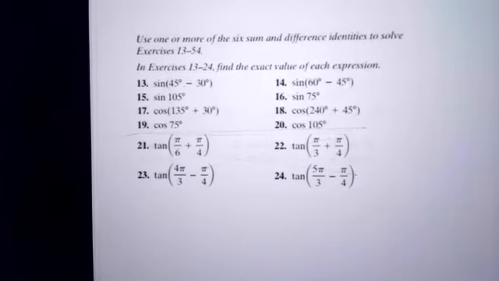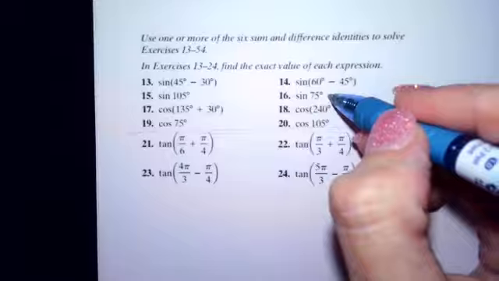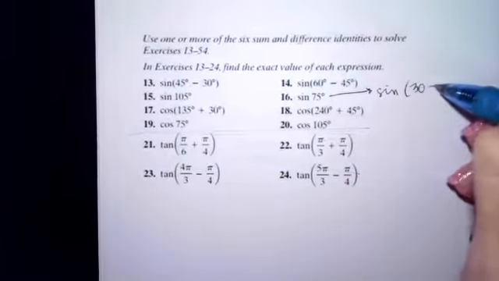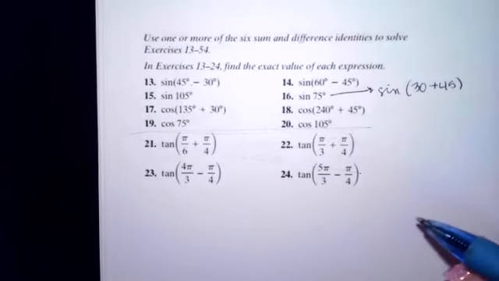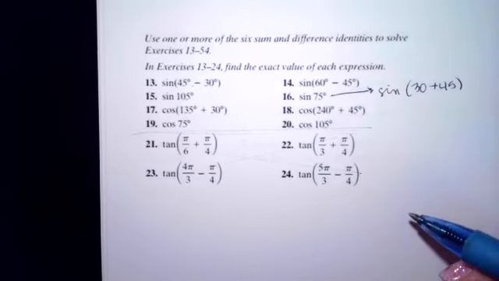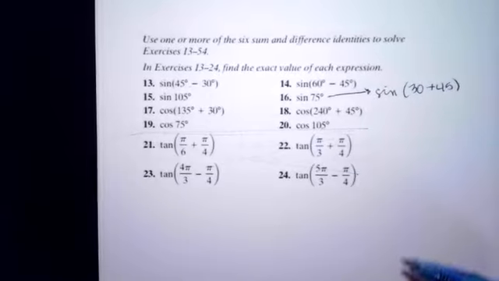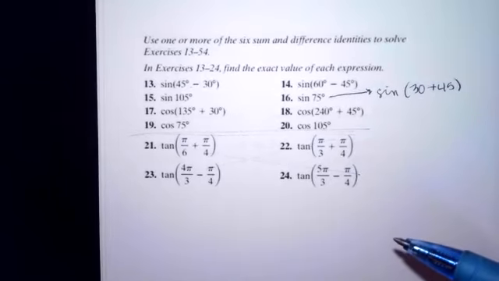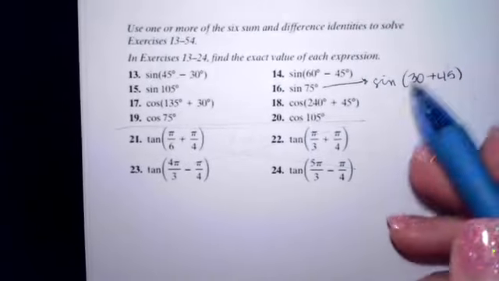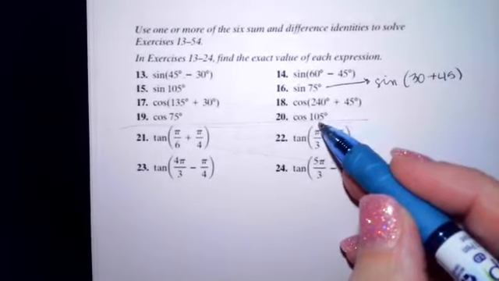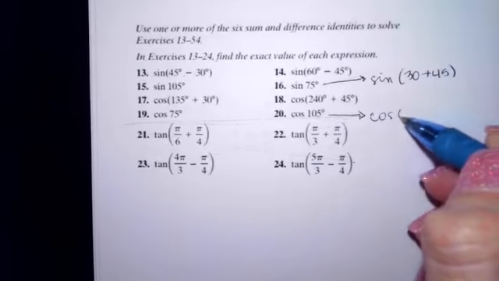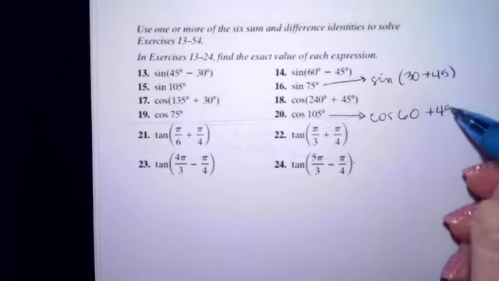It does not matter. So 75 is the same as 30 plus 45, but it's also going to be the same as, I don't know right now. Okay, but I mean, that's just one way of doing it. 105, I see this as cosine 60 plus 45.